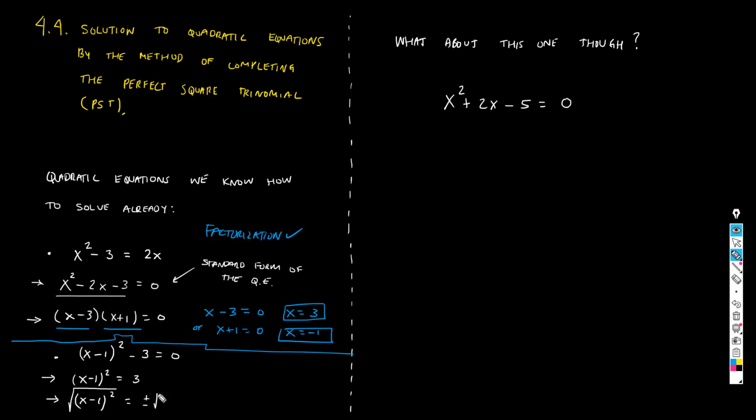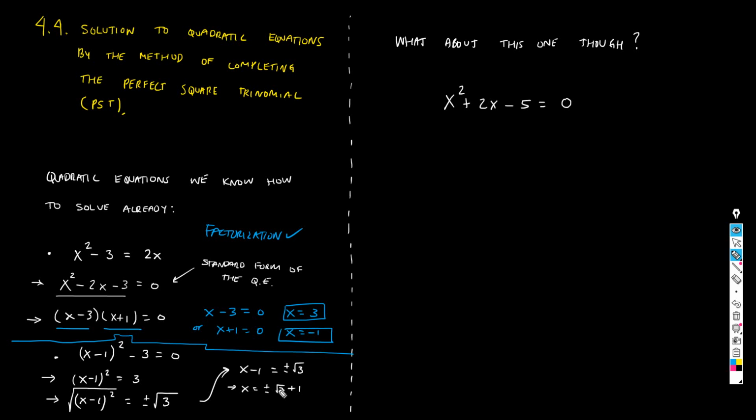Remember the plus and minus on one of the sides. Don't write the plus and minus here, only on one side. And then continue with the equation, right? The square root eliminates the square. So we have x minus 1 equals plus minus the square root of 3. And then we have x equals plus minus the square root of 3 plus 1 after I isolate x.